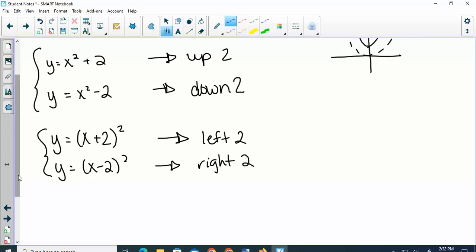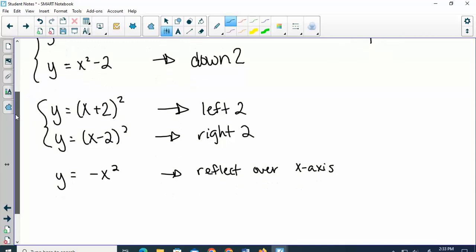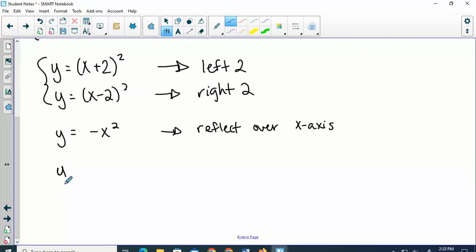All right. What happens if I put a negative out in front? It flips it. We know that makes it open down, so it's now upside down. So that means flip or reflect over the x-axis. So negatives are flipping. And the final thing we talked about was if I'm multiplying.